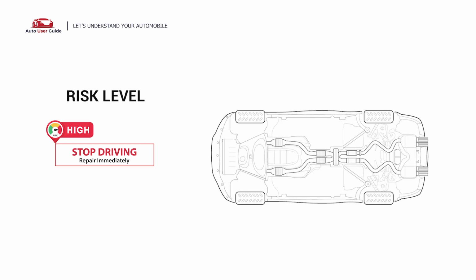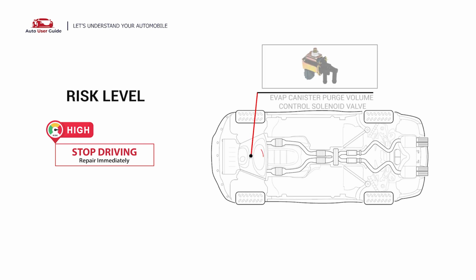The P1447 typically indicates a problem with the Evaporative Emission Control System, meaning there's a fault detected within the system responsible for managing fuel vapors in your vehicle, often signifying a leak or malfunction in the purge control valve or related components.